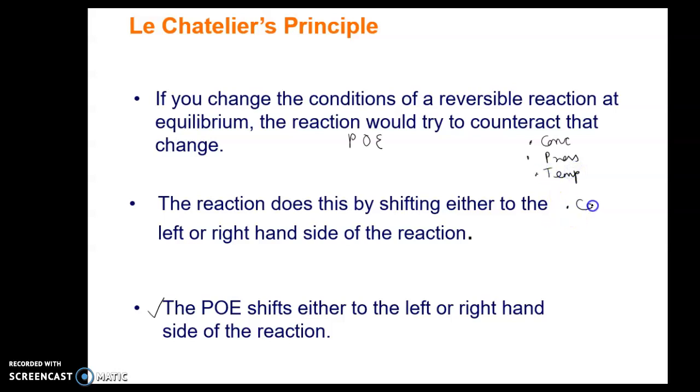A catalyst will not change the position of equilibrium because the catalyst would just speed up the rate of reaction. And when it speeds up the rate of reaction, it will speed up the rate of forward as well as the reverse reaction. So a catalyst will not change the position of equilibrium. It will just establish the equilibrium faster.